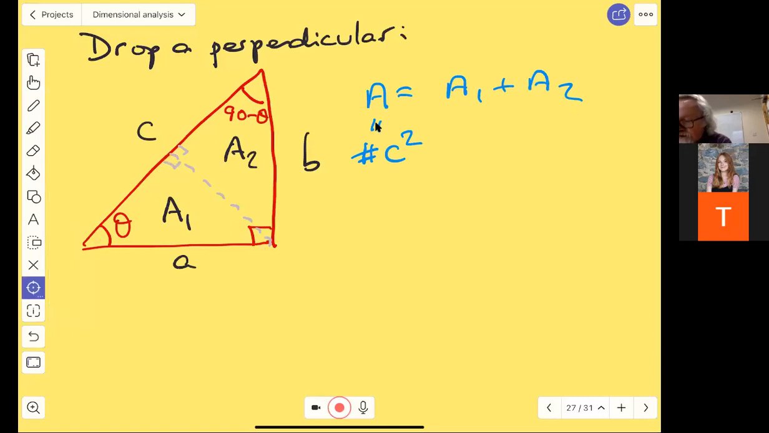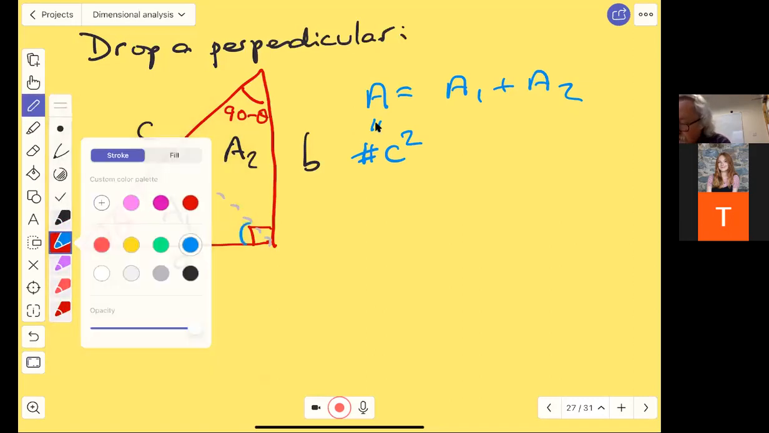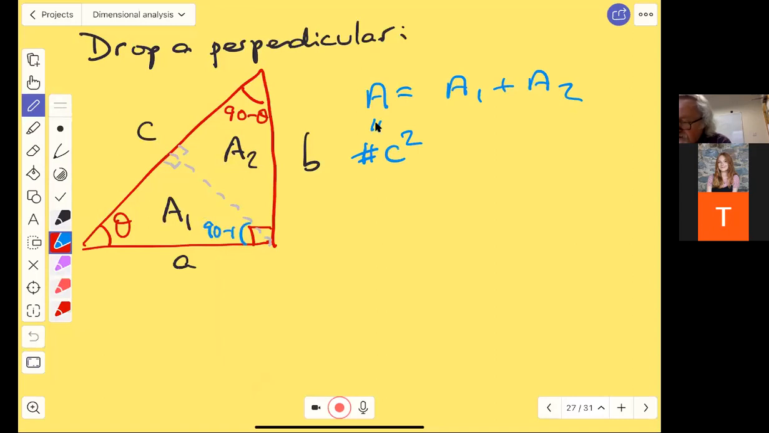Well, you look at A1 and the angle here is theta, and that means that the angle here is going to be 90 minus theta. And you look at this triangle, that angle is 90 minus theta, so it must be the case that this angle is theta. And indeed, you see these two angles add up together to give you 90 degrees, the right angle. So we see that by dropping this perpendicular, we've actually broken our right angle triangle into two copies of the triangle, one with hypotenuse A here, and one with hypotenuse B.